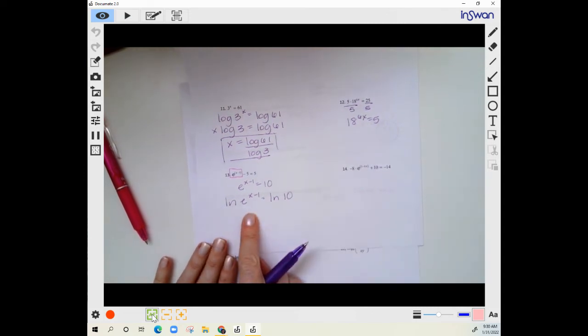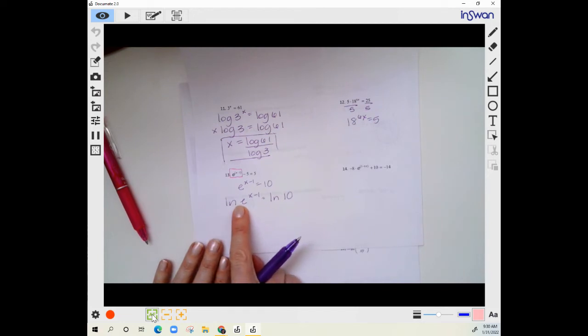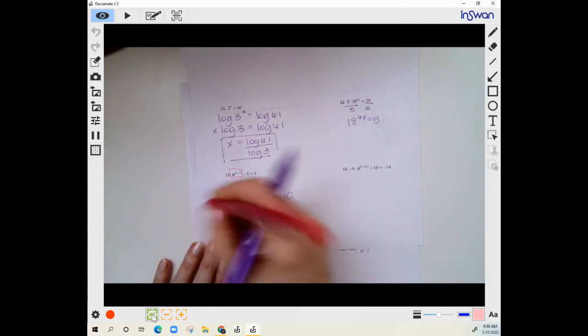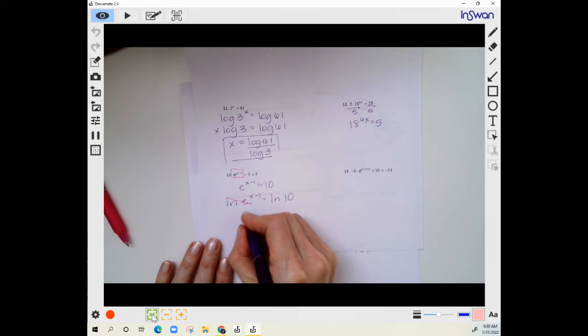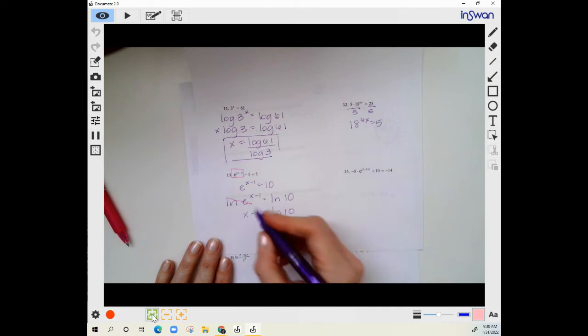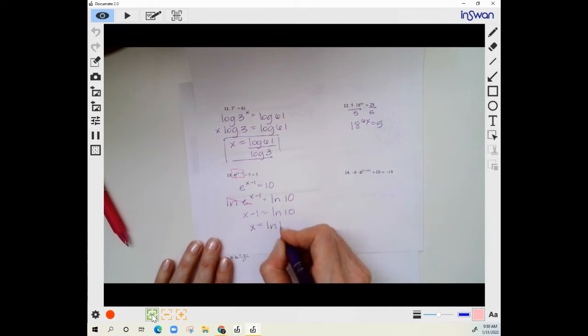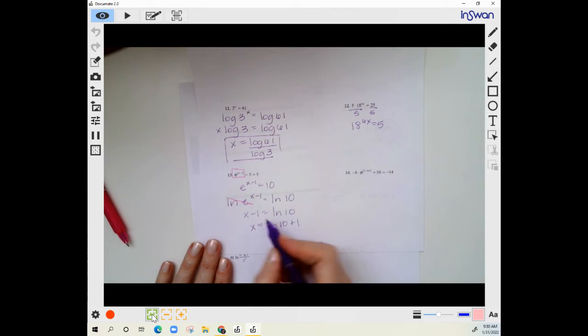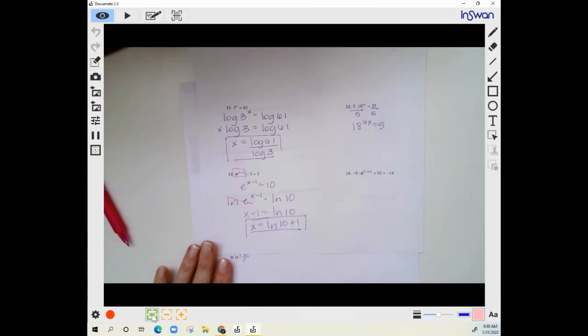The reason why you want to use natural log is because one of your properties of logs is if the base of the log matches the base of the exponent, then they undo each other, cancel each other out. So natural log stands for log base e, and e is the base to this exponent. So the base of the log matches the base of the exponent, and they just cancel each other out, and you're just left with x minus 1. And again, remember, I'm just solving for x here. So x equals the natural log of 10 plus 1, which seems like a really odd answer, but you can pop that in the calculator and get a value.